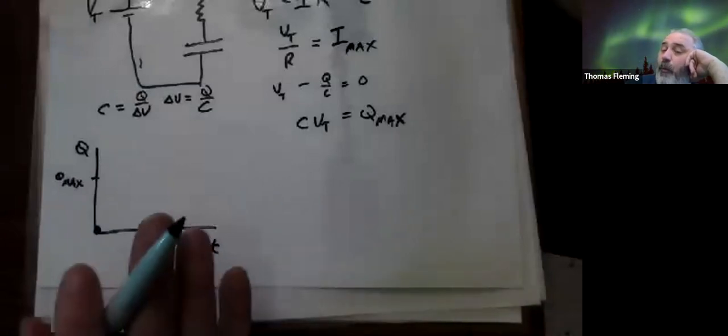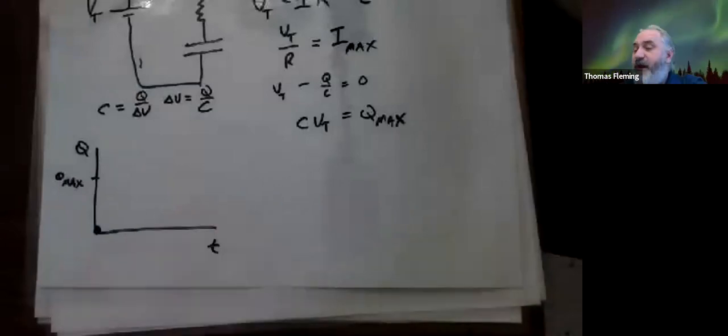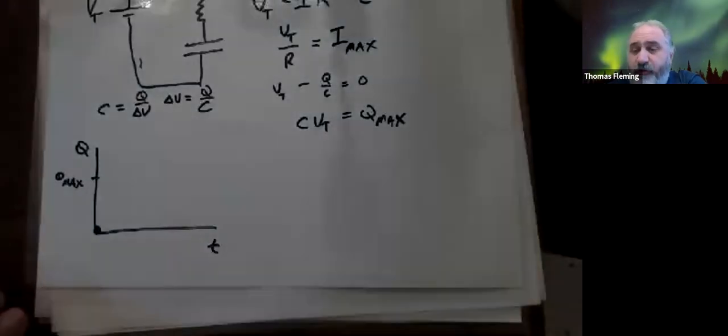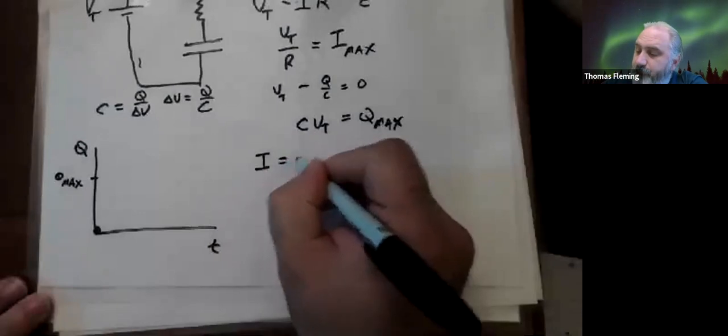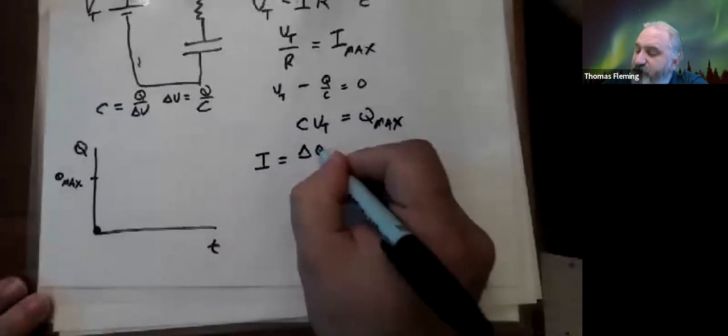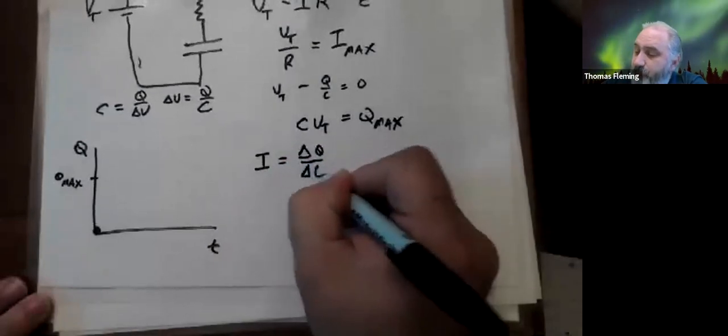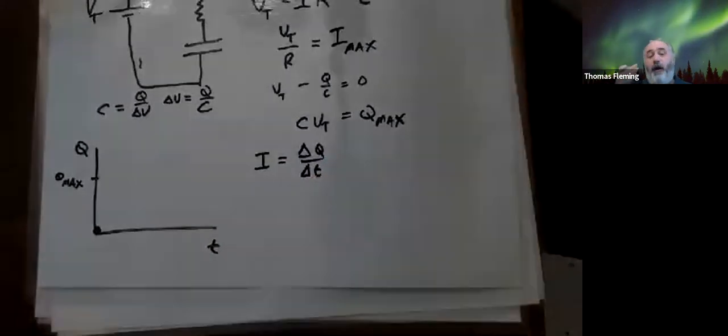Now, here's something that I do know. I know the definition of current. The definition of current is the rate of change of charge, delta Q over delta T.